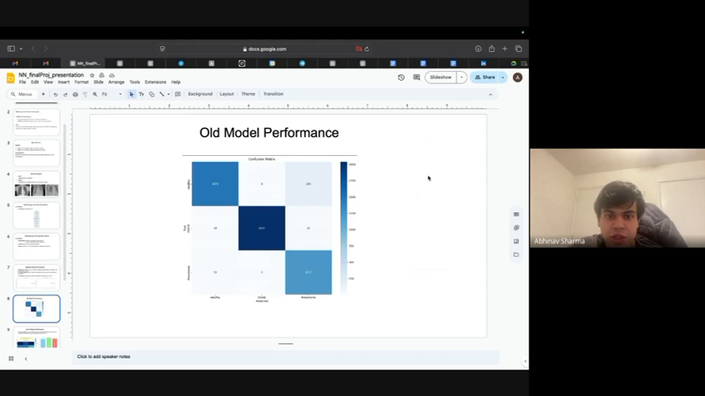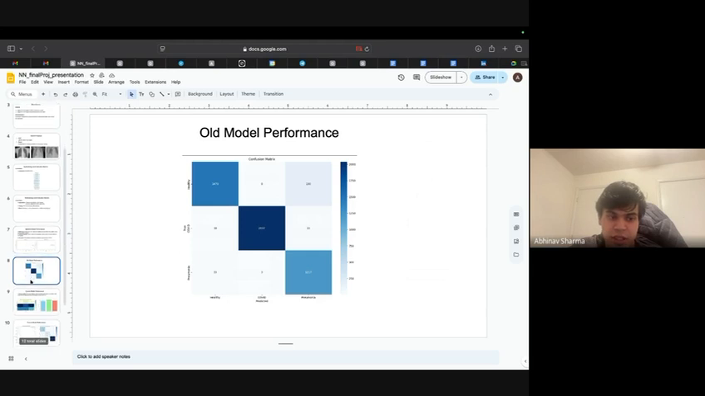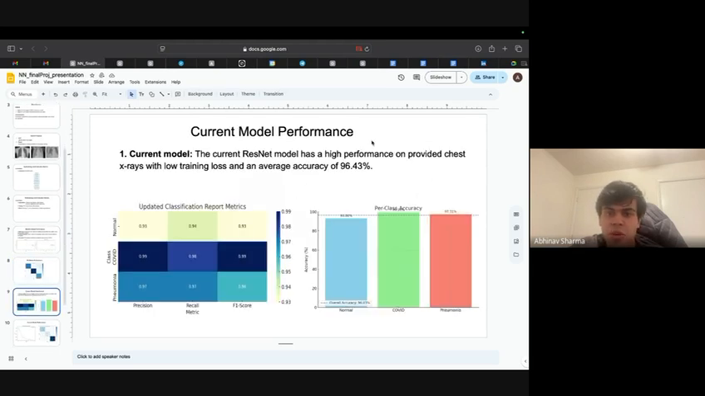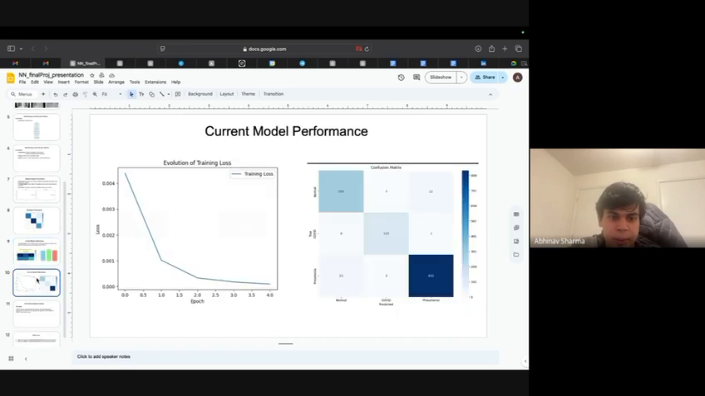Again, the confusion matrix shows that there exists a bias for COVID-19 images. That means the model does not give the correct prediction. Moving on to our current model performance, the accuracy achieved is 96.43%. And as seen by the confusion matrix, there is no such bias for any class. The per class accuracy is almost the same, which means that the model is fair and well generalized.